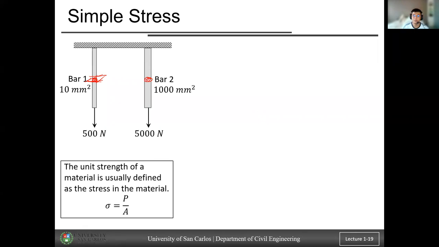Again, from what we have learned from the general formula of stress, that would be force over area, so P over A. For bar one, we put P sub 1 because it refers to bar number one. That's 500 newtons. For the area, since it's a circular area, the formula for the area of the circle is pi d squared over 4. I hope you remember this formula. If you haven't taken solid mensuration, you need to backtrack to your geometry. So solving this, we have pi times 10 squared over 4.